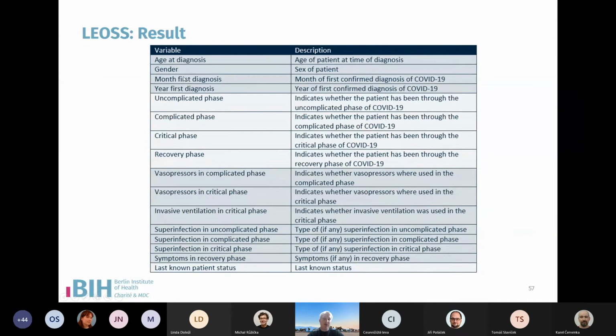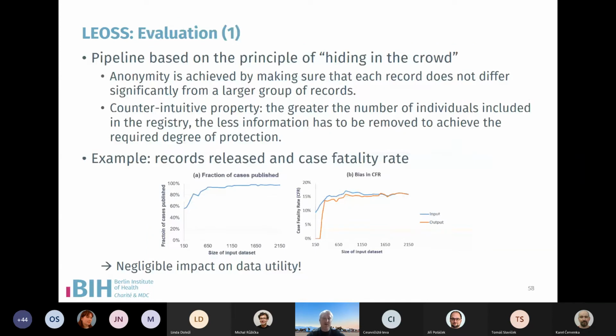There's a little bit of information on time, so when COVID-19, or the SARS-CoV-2 infection, was first diagnosed, a little bit of information on the medical course and on treatment, and then also a last known patient status. So more of a table summarizing everything that is available through this registry. But even anonymizing such a relatively simple file in a really strong manner can actually be quite challenging and time consuming.